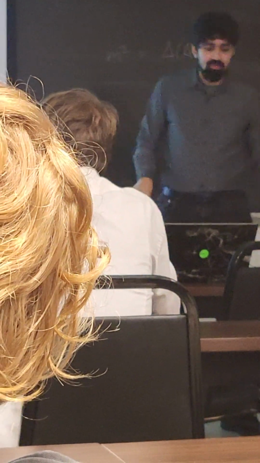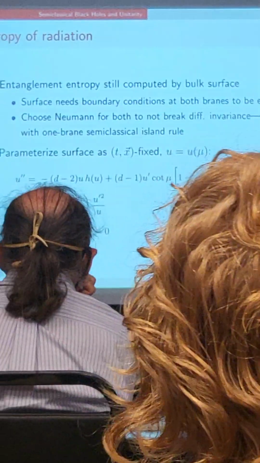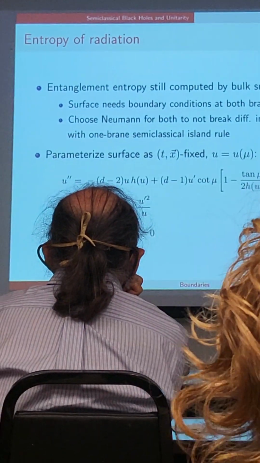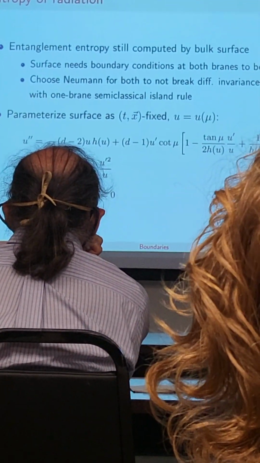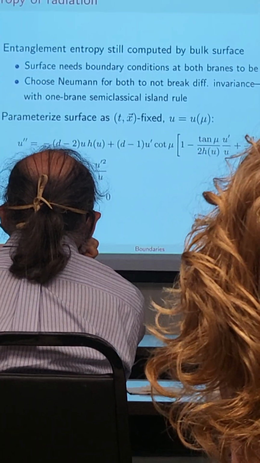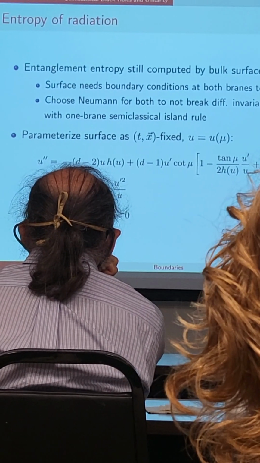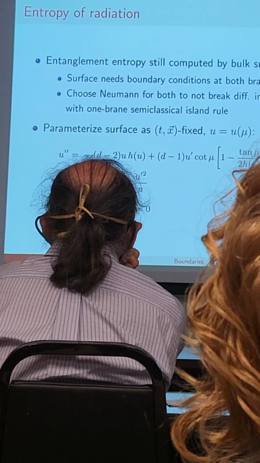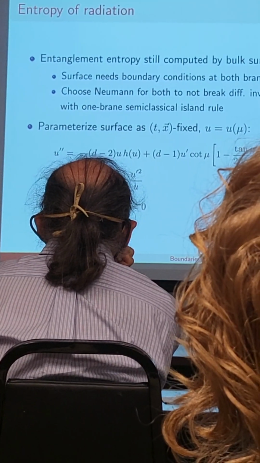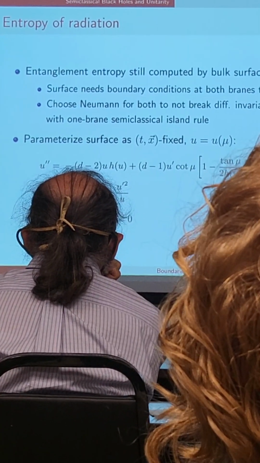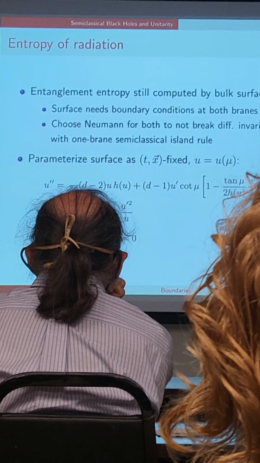So the entanglement entropy is still computed by some bulk minimal surface. Because you have this other end-of-the-world brane, you also need to have some sort of boundary condition on the surface at that brane too. Now, we made a choice here. Our choice was that it should be a Neumann boundary condition at both branes, so as to not break diffeomorphism invariance.